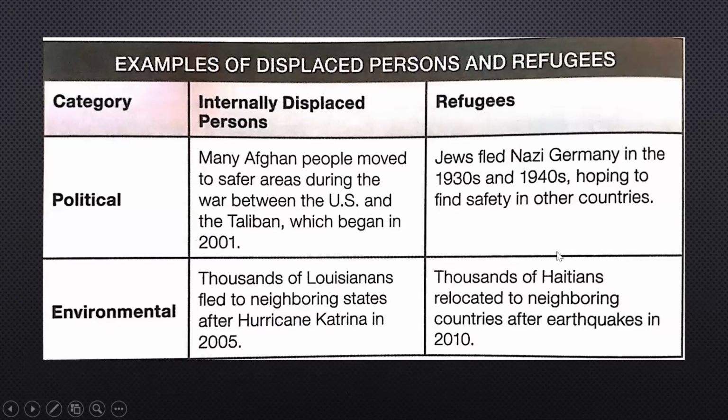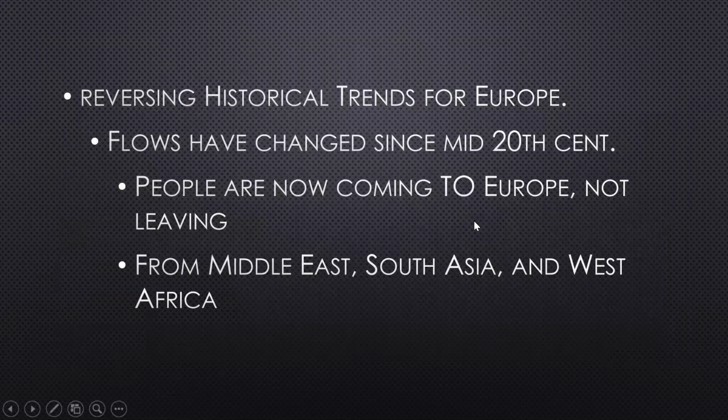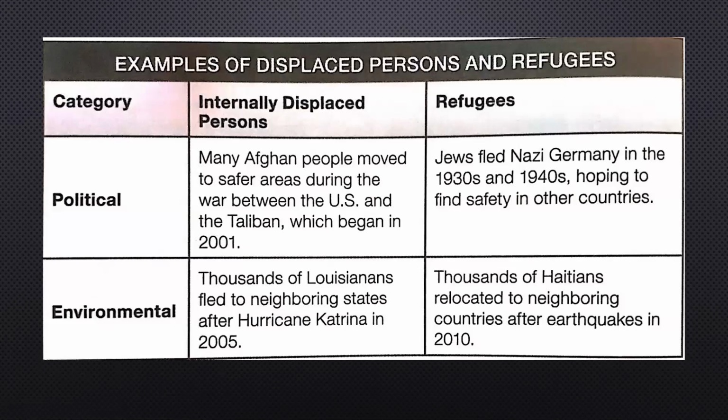Okay. So some examples to think about and consider, thinking about different factors like political and environmental. Think of refugees: Jews that fled Nazi Germany in the 1930s and 1940s, finding safety in other countries like the United States, for example. Environmental: think of Haitians, the earthquake in 2010. Internally displaced people. The Louisianans, did I say it right? Fleeing to neighboring states after Hurricane Katrina. So they're within the country, and therefore they're internally displaced people. Cool. So you've got forced migration there.